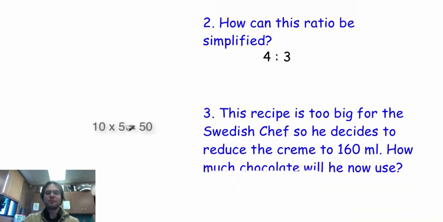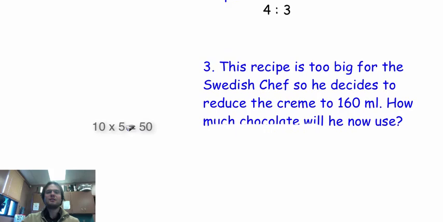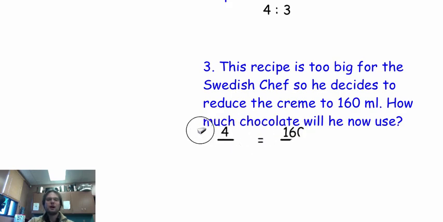Okay? Now the next question says, this recipe is too big for the Swedish chef, so he decides to reduce the cream to 160 milliliters. How much chocolate will he now use? Well, I look at this. I'm going to first have to put this into a fraction form, right? Because fractions are a little bit easier to use. So I have 4 to 3 as my ratio.